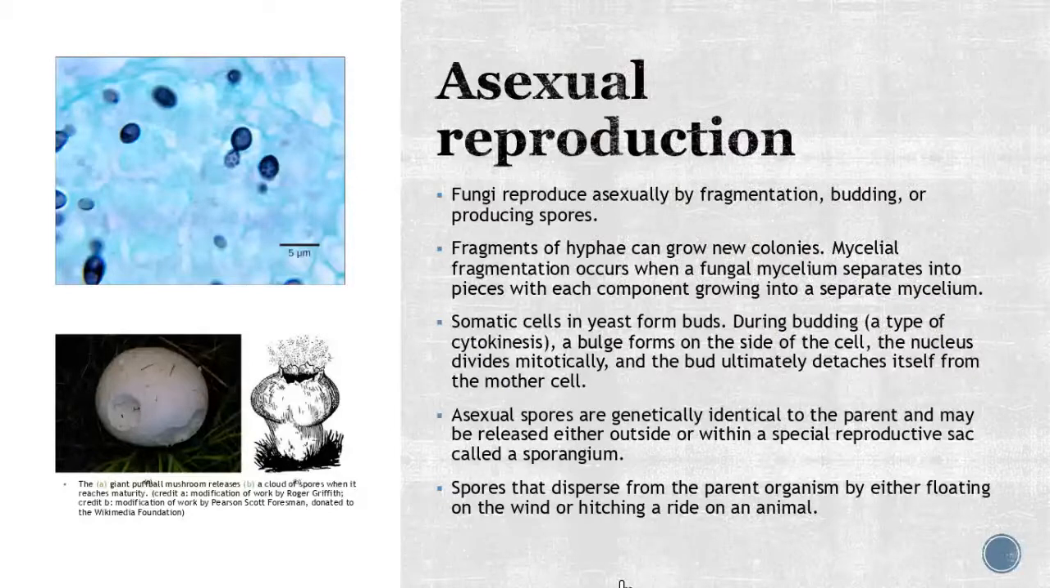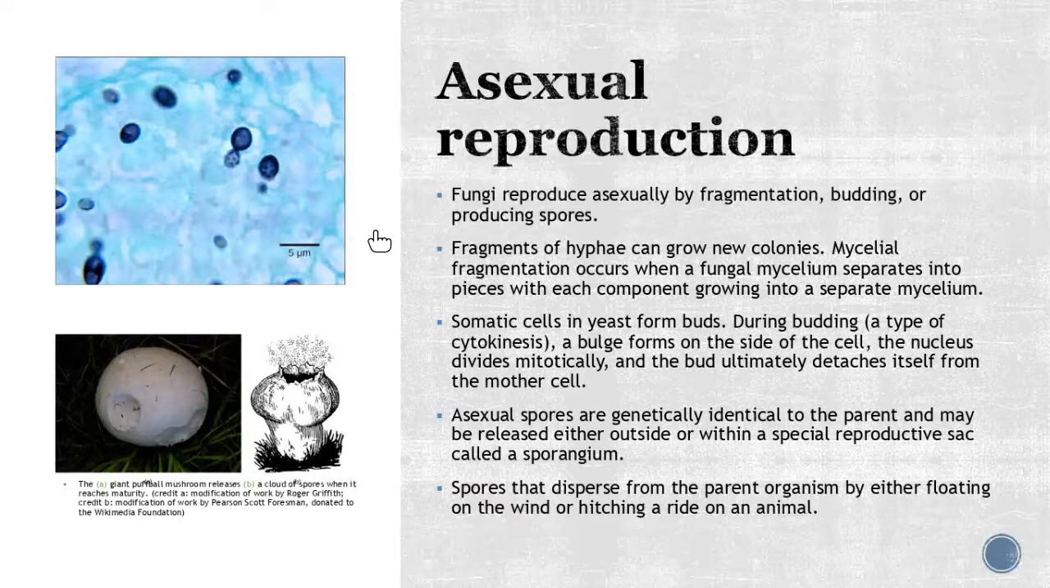Now, as I mentioned, they go through both sexual and asexual reproduction. When it comes to asexual reproduction, they can do it by fragmentation, budding, or producing spores. And fragmentation is just like it sounds. They take fragments of their hyphae and they fragment off to form new colonies. It'll separate into different pieces, and then go and form a separate mycelium on its own.